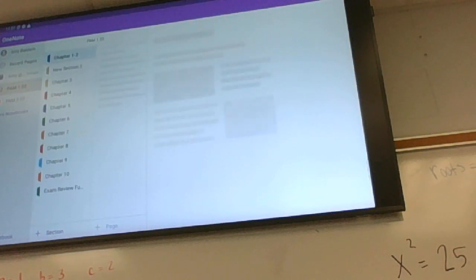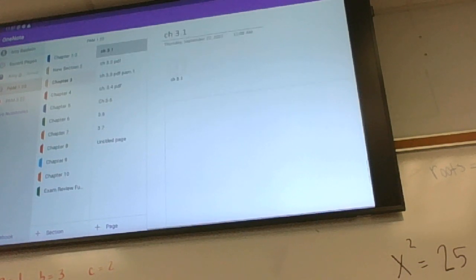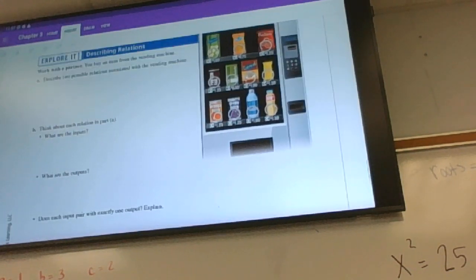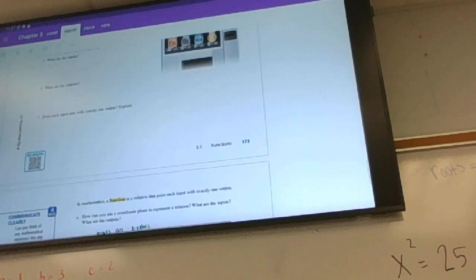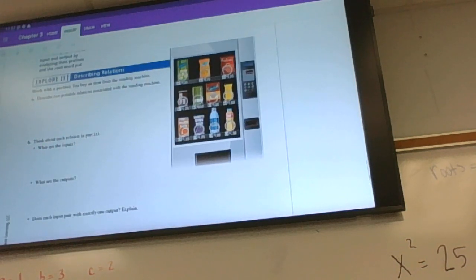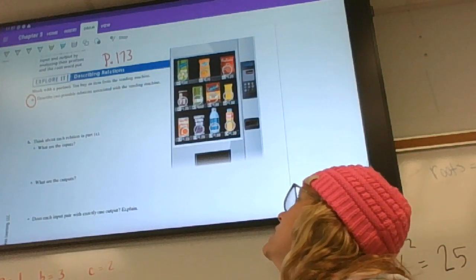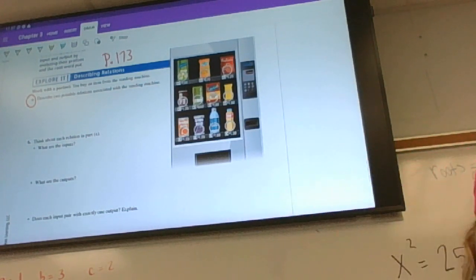Chapter 3. Alright guys, you're actually gonna go ahead and do this on page 173. You can write right on your book. You buy an item from a vending machine. Describe two relations associated with the vending machine.